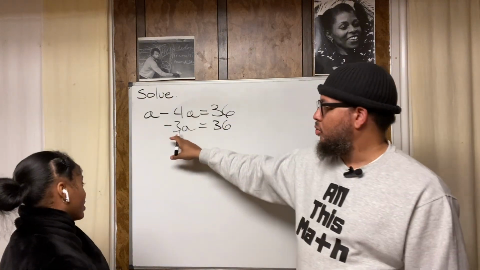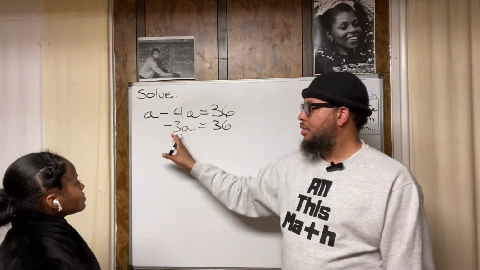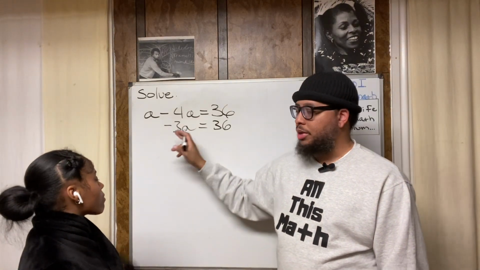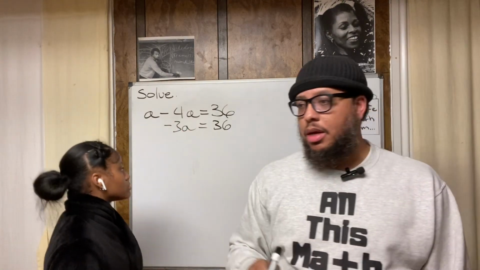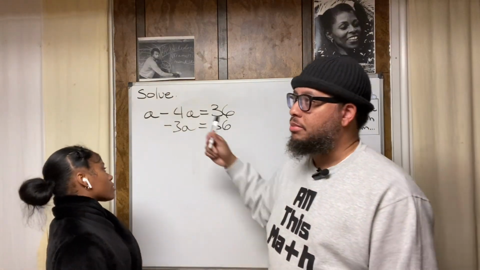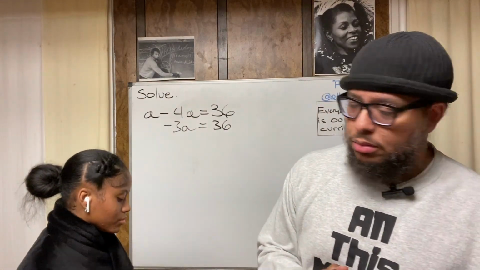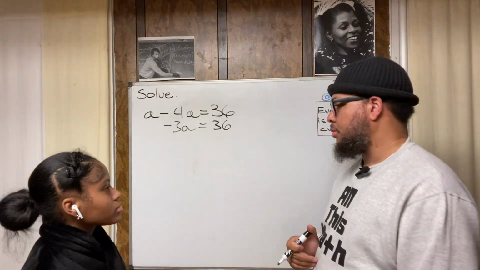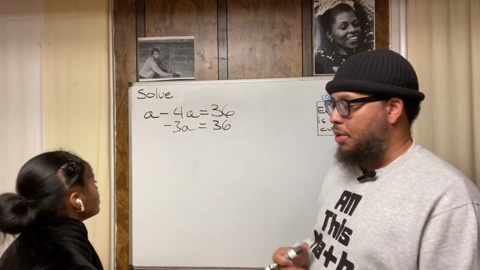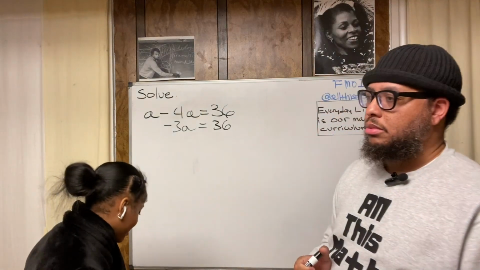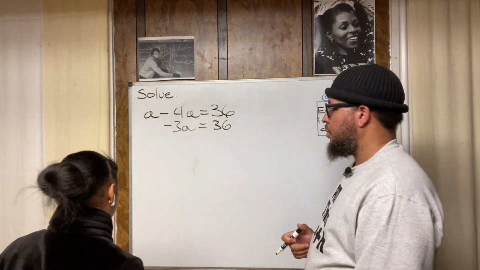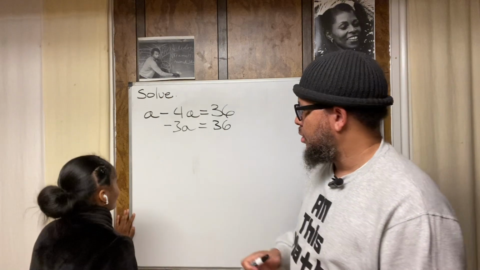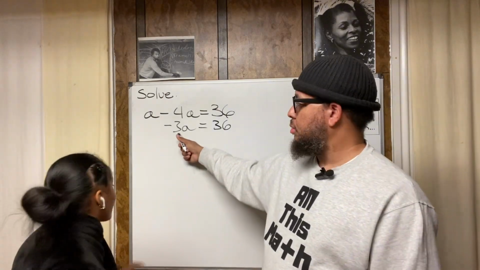Now, we're trying to solve for a, so we need to get rid of negative 3 and change it into a positive 1. How do you change negative 3 into a positive 1? Multiply. Multiply by what? You could. I wouldn't do that, though. Wait. Hold on. Add. No. Divide. Do the opposite operation.